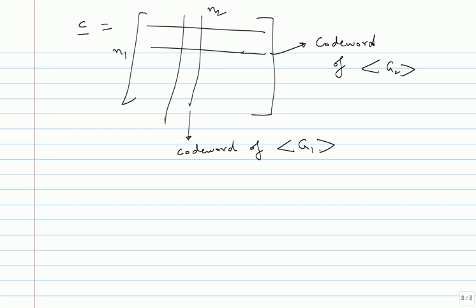So here the minimum distance is greater than or equal to D1 D2. The argument I gave you is straightforward. I'm not going to write it down, but hopefully you remember that. So the overall code becomes (N1 N2, K1 K2) with minimum distance greater than or equal to D1 D2.